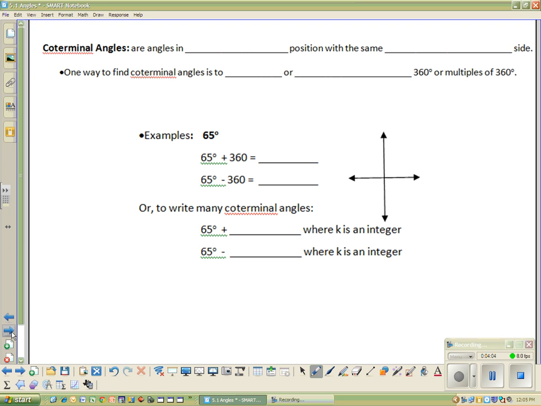Coterminal angles, another term that we need to get familiar with. Coterminal angles are angles in standard position with the same terminal side. These are angles that start in the standard position, and they have the same terminal side, meaning they finish at the same spot. One way to find a coterminal angle is to add or subtract 360 degrees or multiples thereof.